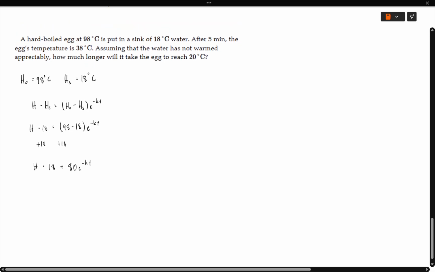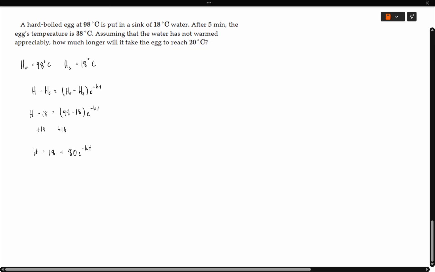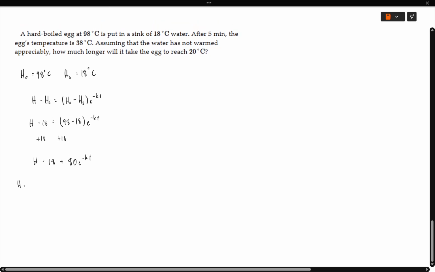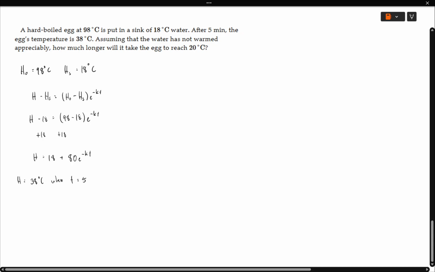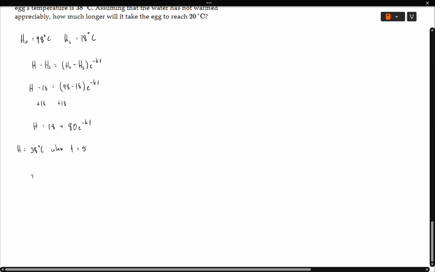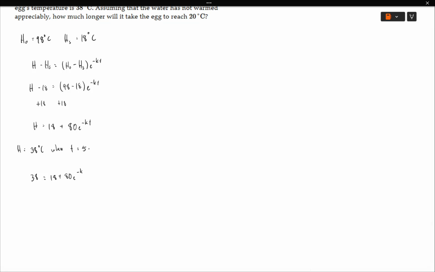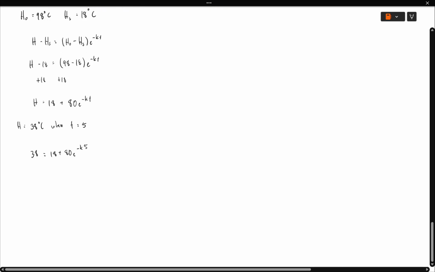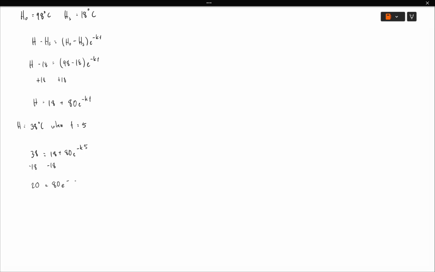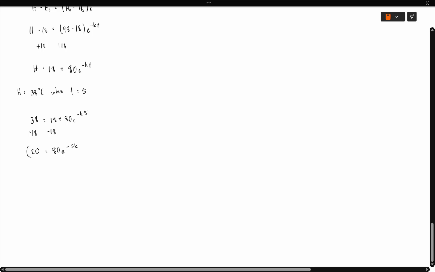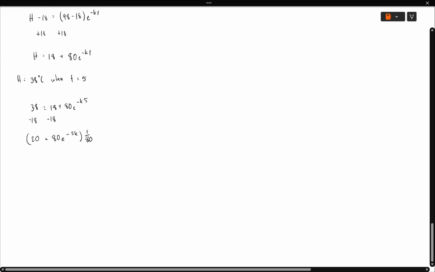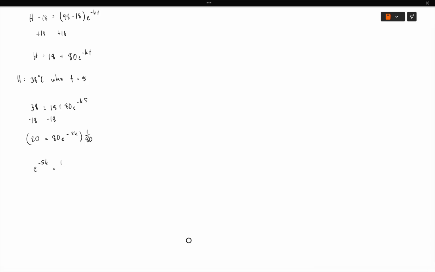So we also know that after 5 minutes, the egg's temperature is 38 degrees Celsius. So we know that H equals 38 degrees Celsius when t equals 5. And we can use this information to solve for k. So we're going to substitute 38 for H in H equals 18 plus 80 e to the negative kt, and t equals 5. Right, we're going to subtract 18 from both sides. We get 20 equals 80 e to the negative 5k. Going to divide both sides by 80. We get e to the negative 5k equals 20 over 80, which is 1/4.